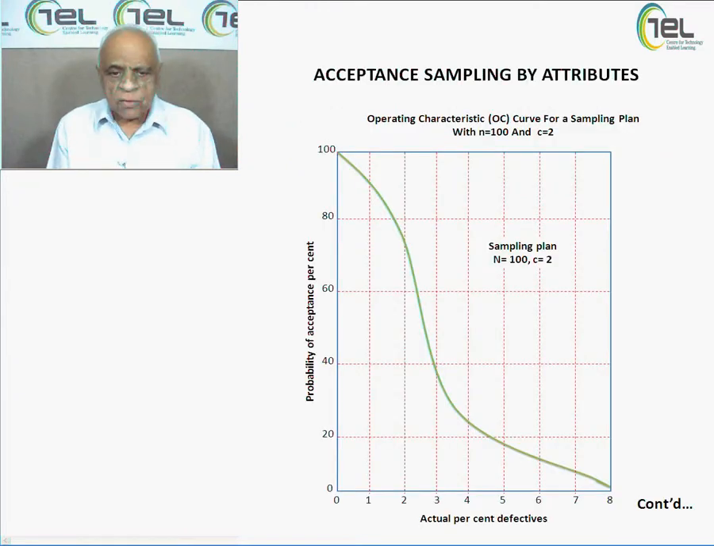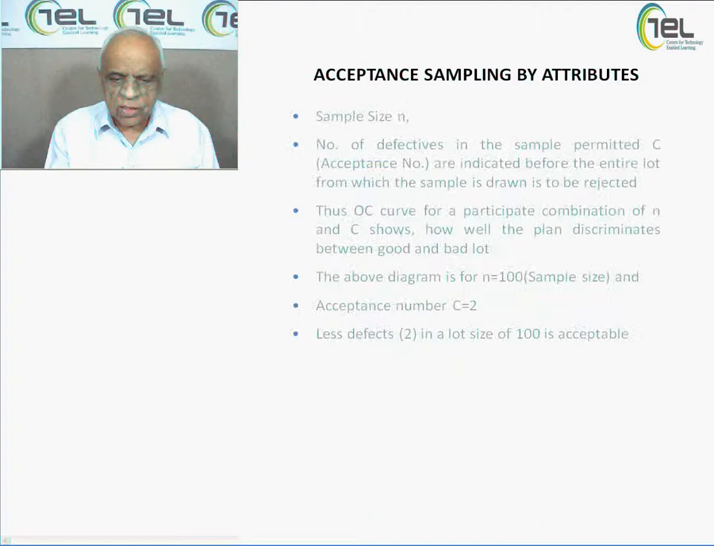Now, after we know what acceptance sampling is, I'm trying to show you one operating characteristics curve for a sampling plan when n is 100, and the acceptance number is c equal to 2. On the x-axis we have the actual percentage defectives, and on the y-axis we have the probability of acceptance percent. See the graph where it is moving here, actual percentage, that is 8 in 100. We'll explain this here.